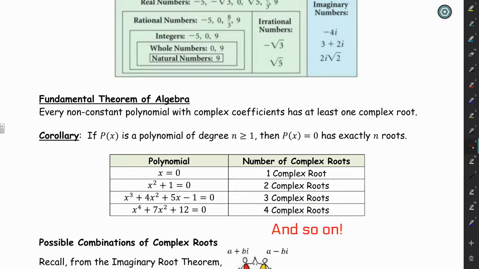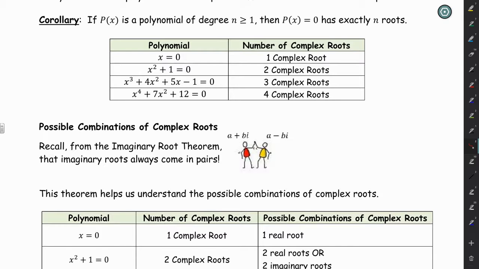So we talked about this a little bit in past lessons. If you have a cubic polynomial, you have 3 roots. If you have a quadratic, you have 2 roots. If you have a quartic, you have 4 roots. And we're just reinforcing it here with the fundamental theorem of algebra.